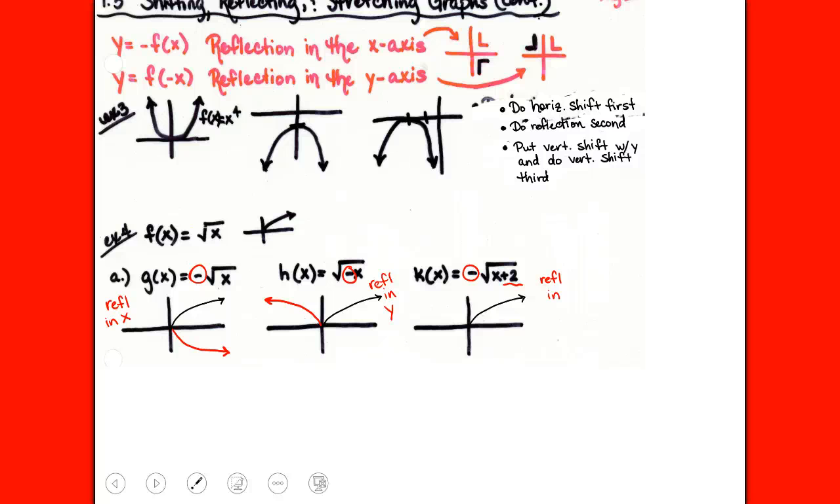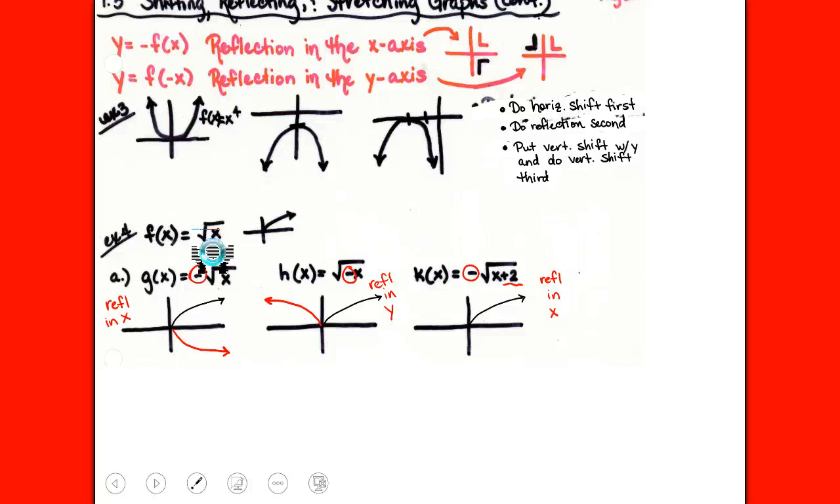All right, so which reflection is that? Reflection in x or reflection in y? That one is reflection in x, right, when it's a negative out in front of the whole function. And do we have a horizontal shift or a vertical shift? Is that 2 being subtracted from x or from y? Can I move it to the other side and subtract it from y?